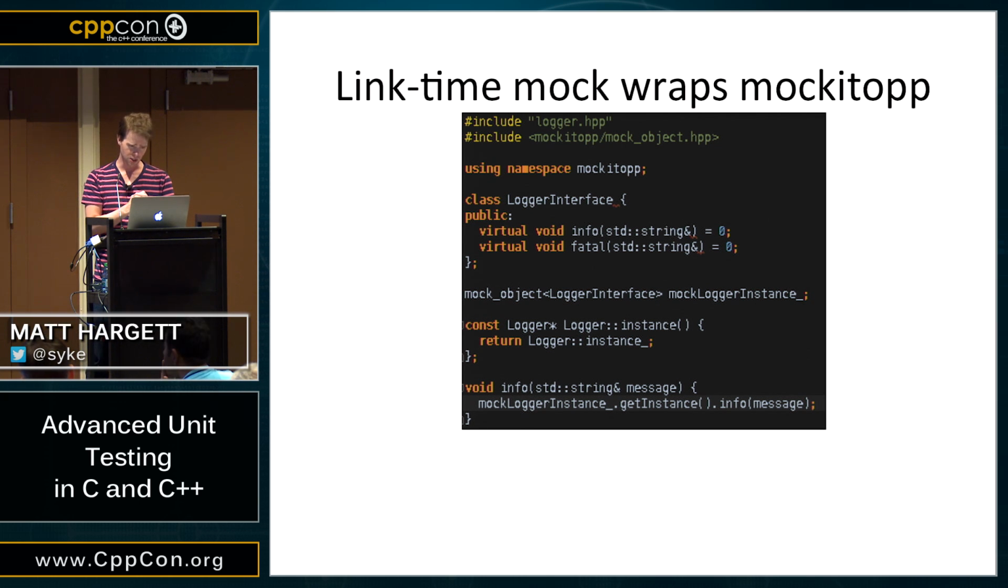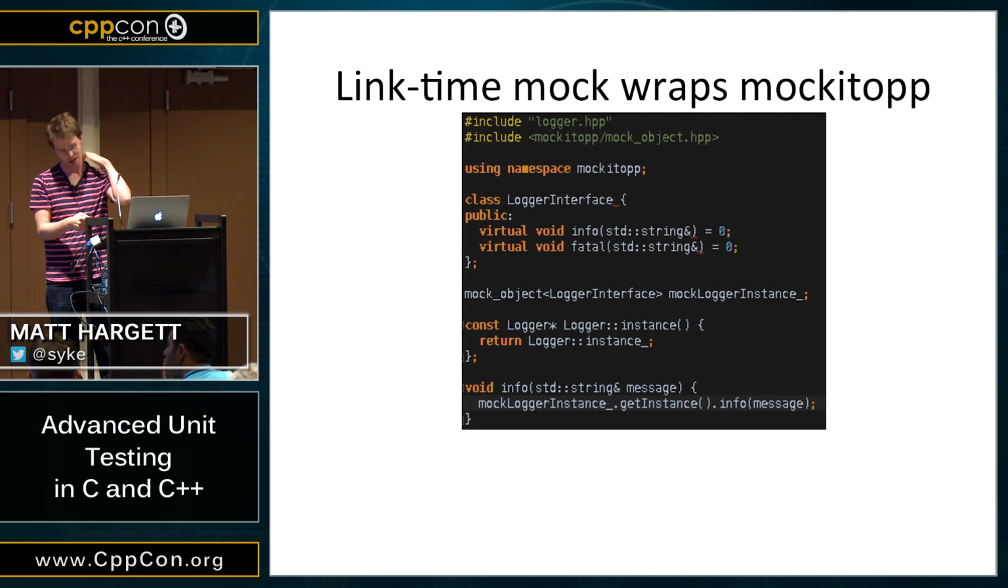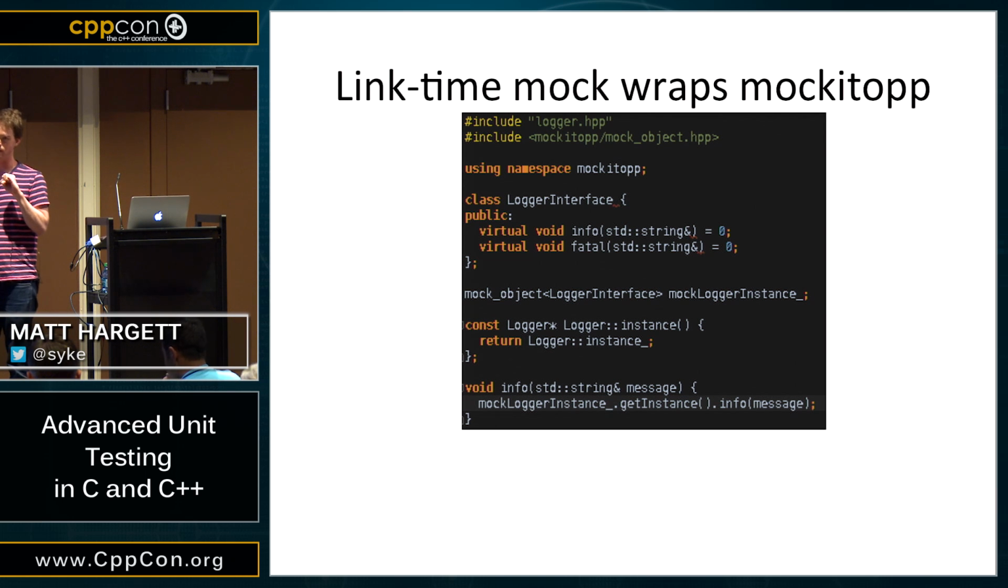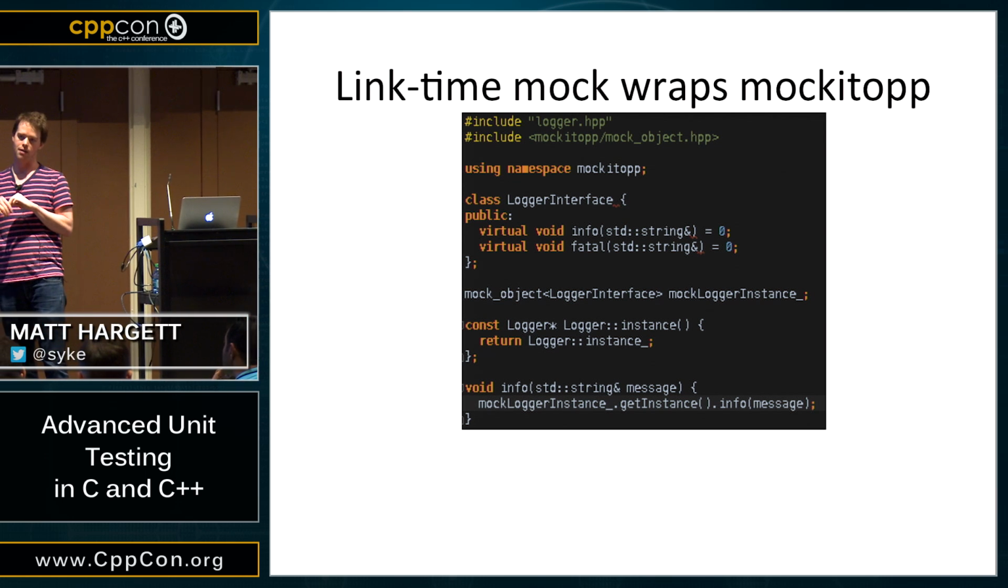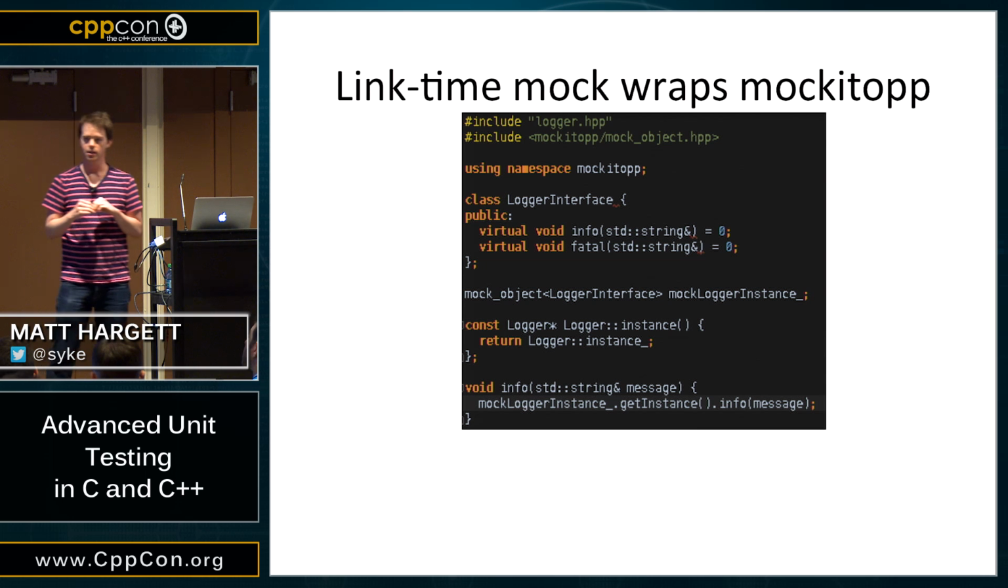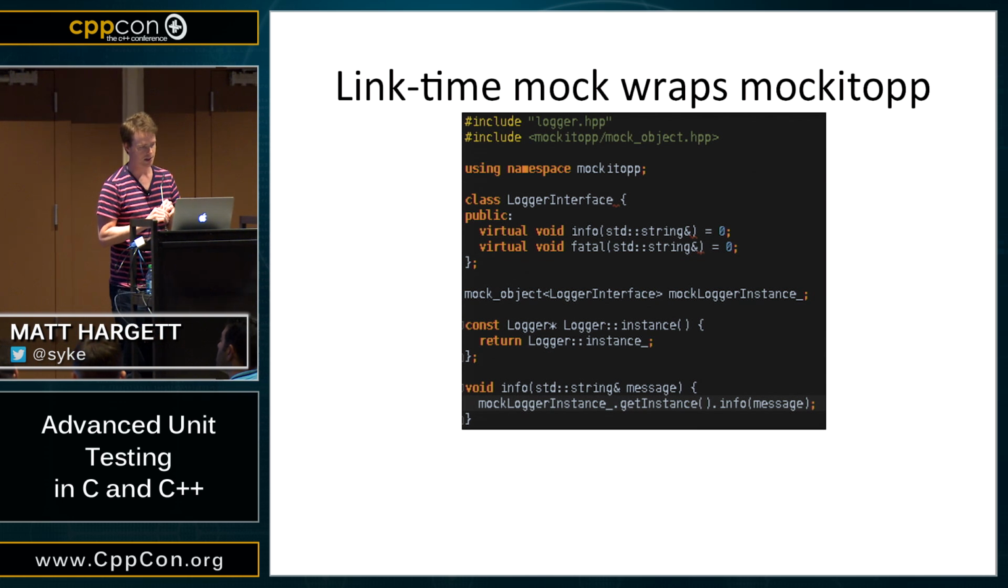What I'm then going to do is the implementation methods like info. And I didn't implement fatal here, but it would do the same thing. What those end up doing is that they just forward into the mockitopp mock object for that interface, where that interface happens to have the same methods and type signature as the logger class.